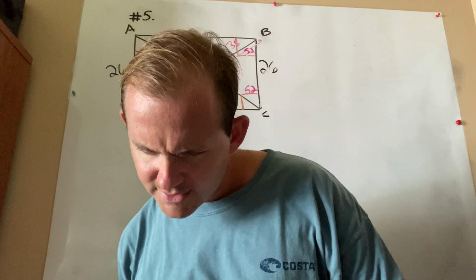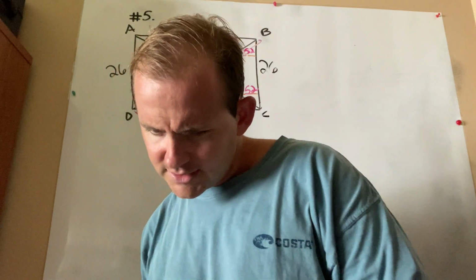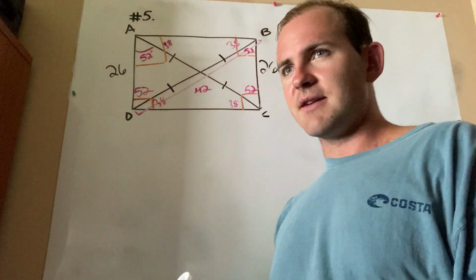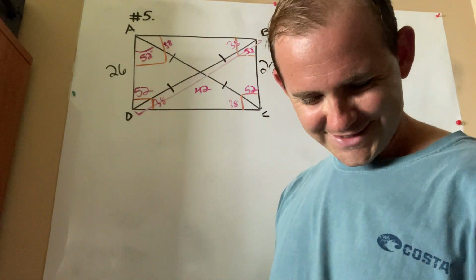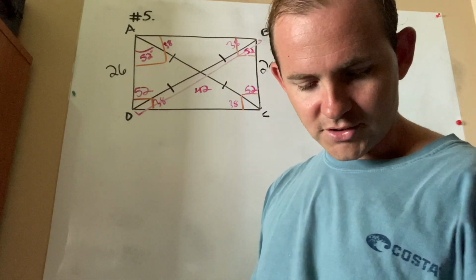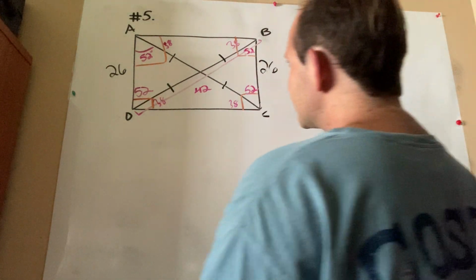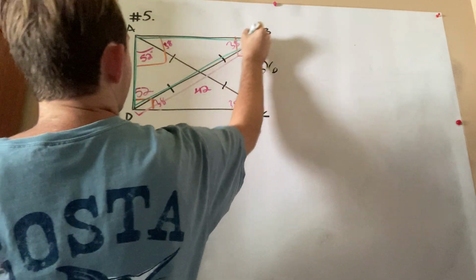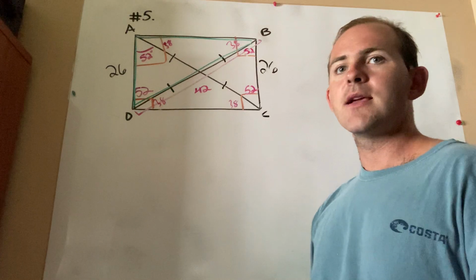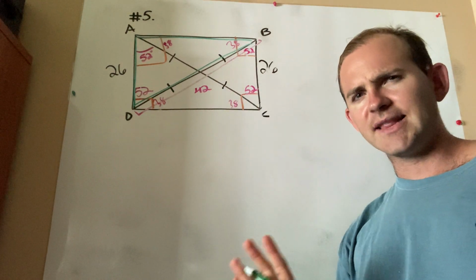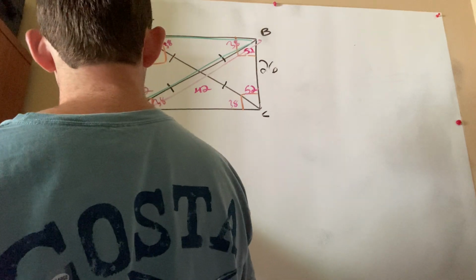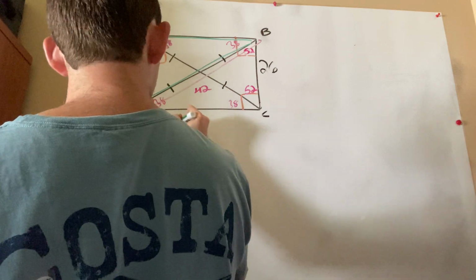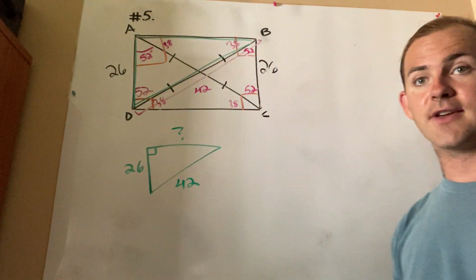Did I forget something? DB is 42. Yeah. All right, so guys, I'm going to highlight a right triangle for us. Does everybody see that right triangle there in the corner? To make this diagram a little less busy, I'm going to redraw that triangle. This is 26, this is 42, and this is what I'm looking for.